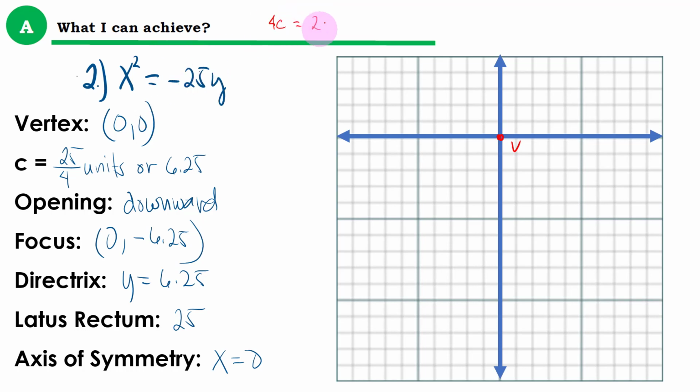Ang 4C natin is 25. Then, divide natin yan sa 4. So, that's 25 over 4 units, and that is equivalent to 6.25. So, it opens downward. So, ang focus natin is nasa 0, negative 6.25.